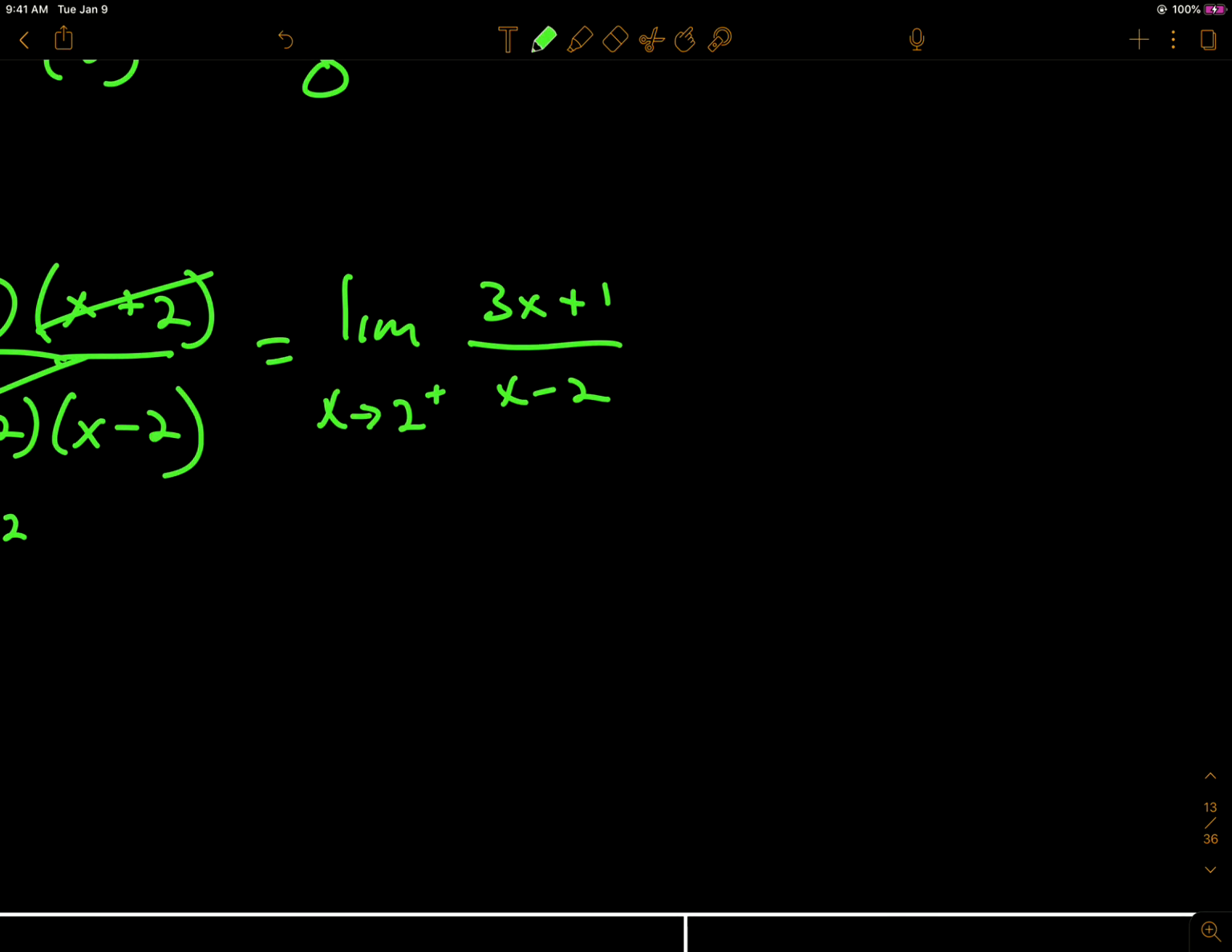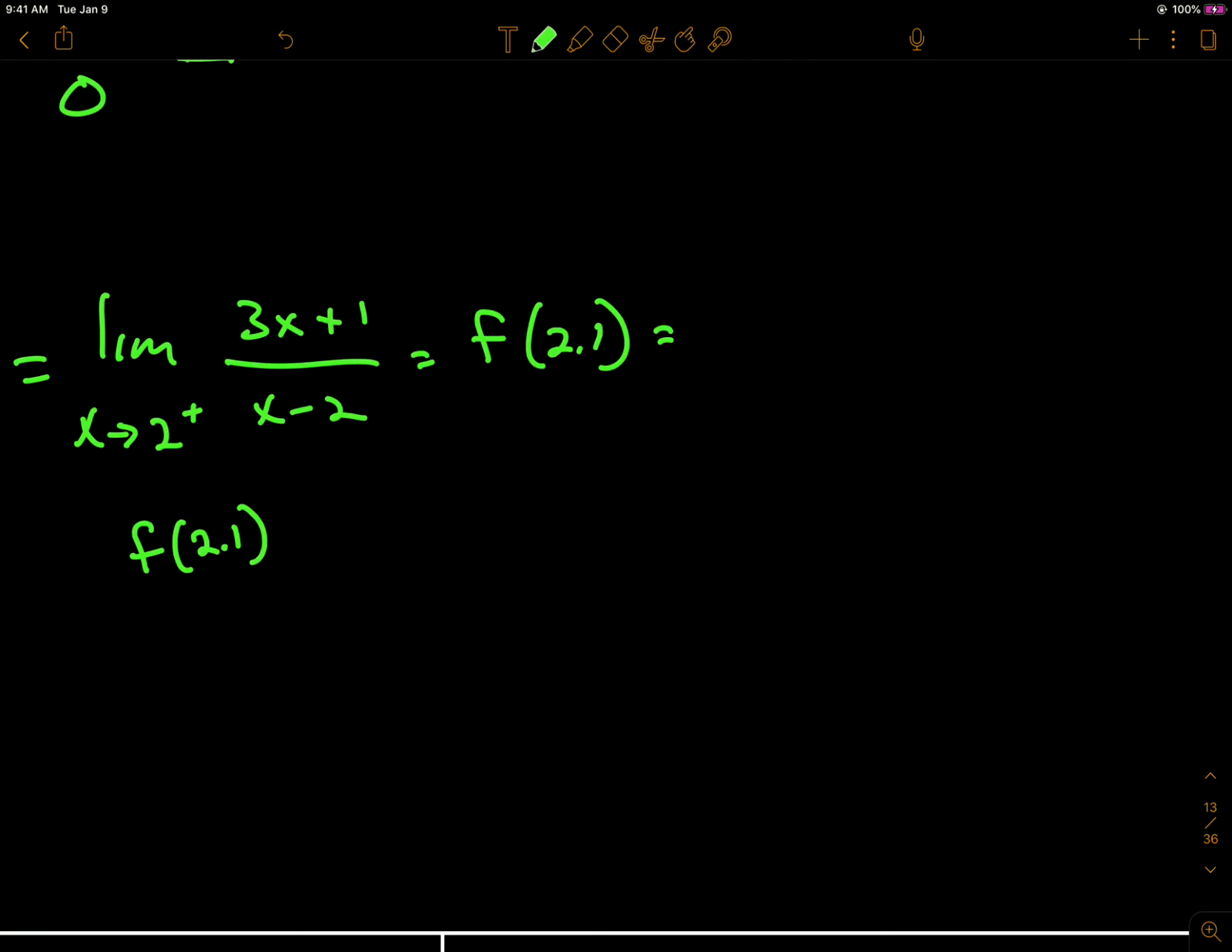So what's a number really close to 2 on the right side? Let's plug in like 2.1. I usually write it like this, f of 2.1. Up top, I don't care what the number is. I just care if it's positive or negative. I mean, if you want, you can figure out what the number is. Again, I would just plug in 2 and get 6. I get 7 up top.